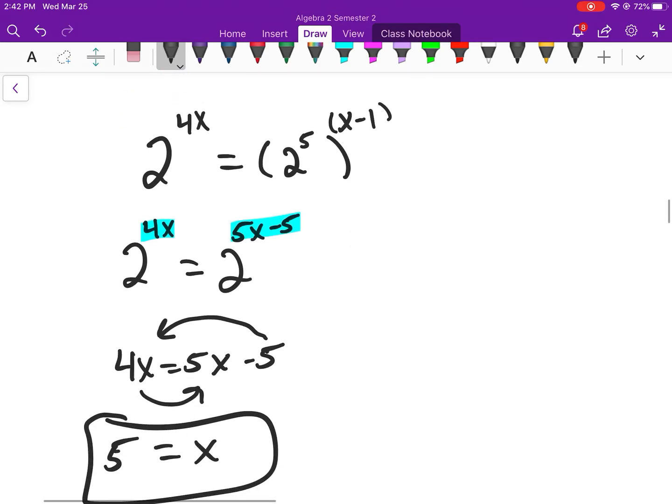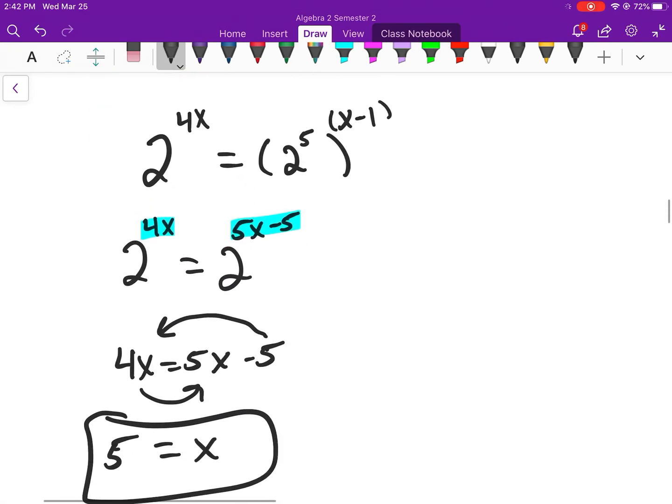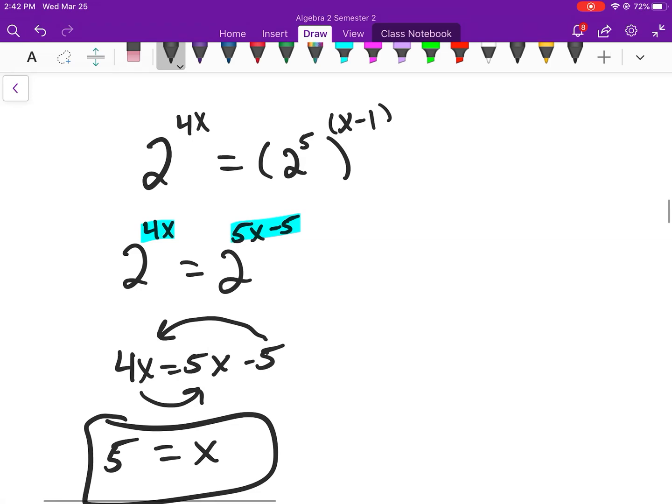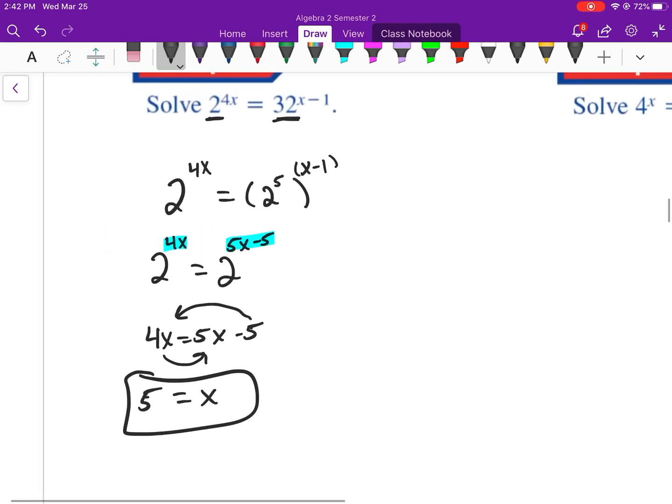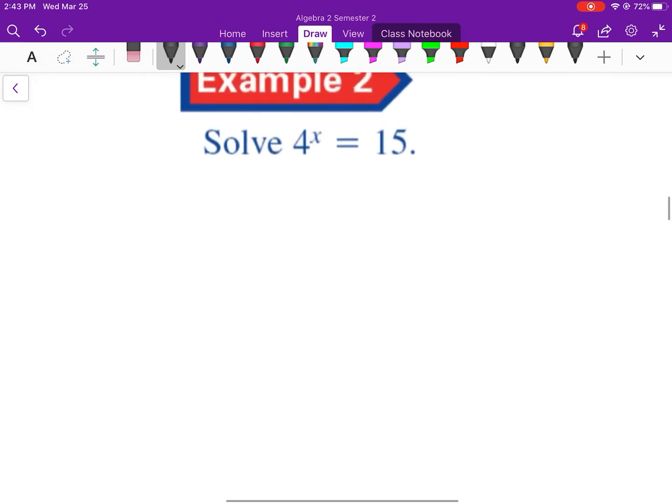Now, you can do a quick check, and whenever we check, always plug it in. So that's going to be 2 to the 20th, and then 32 to the 4th. Just plugging that into your calculator, you should see that they equal each other, meaning we are good. Okay, moving on to the next one.